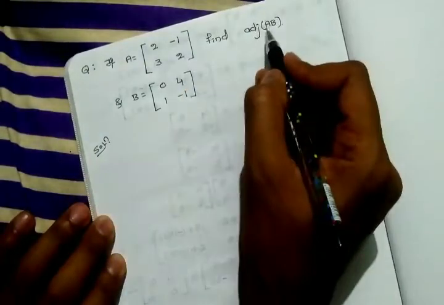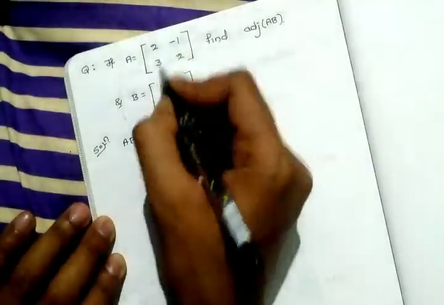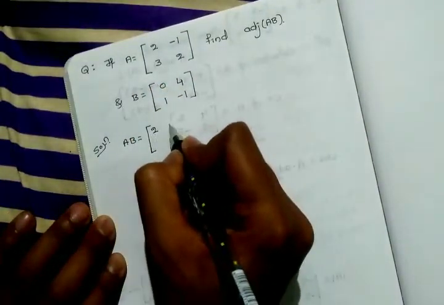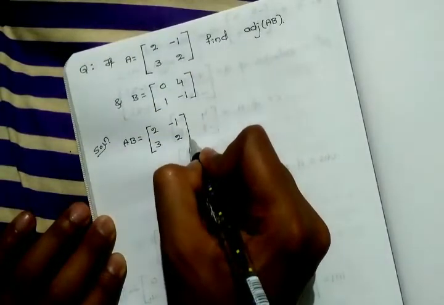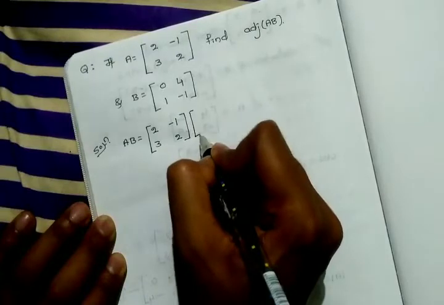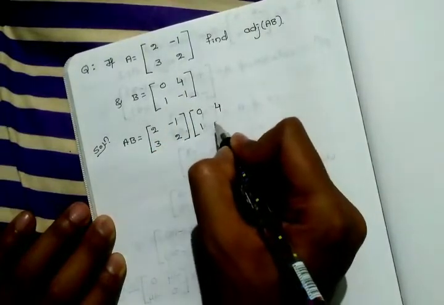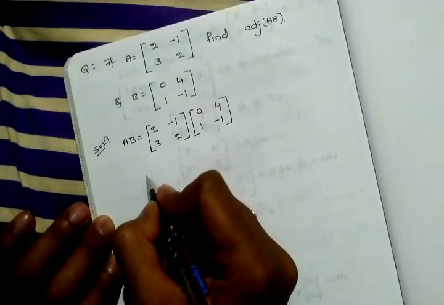First find out AB. A into B is equals to, first A value 2 minus 1 3 2 into B value 0 4 1 minus 1 1 minus 1. Apply multiplication rule.